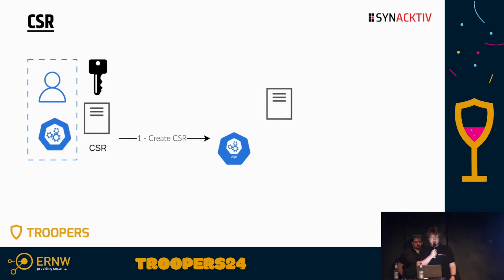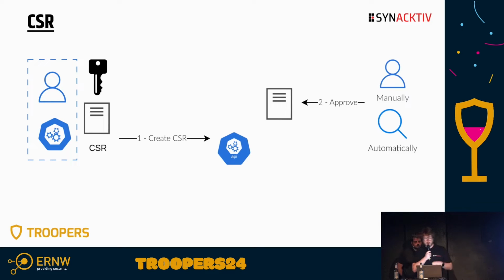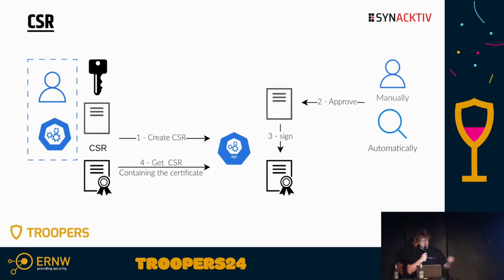So how does it work? I want to authenticate to the API server, but I don't have my certificate yet. I will create a private key and a signing request that I will send to the API server. There, it will be approved by an administrator, or automatically if I meet some conditions that we'll be speaking about a little bit later. It will be signed by a signer, and I will be able to retrieve it and use it to authenticate.